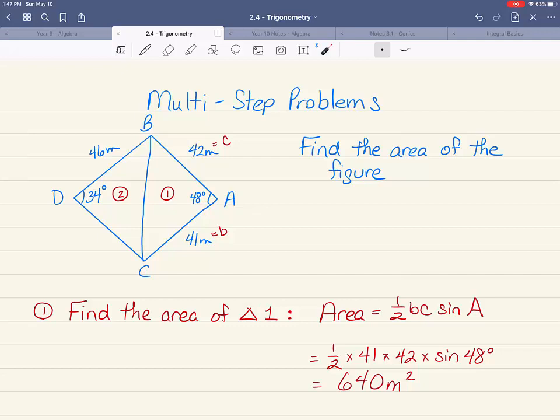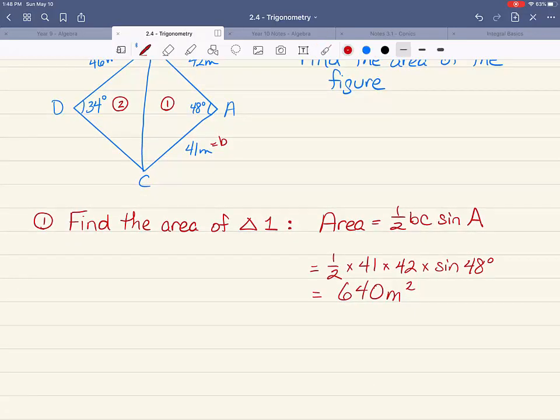So I need to find a third piece of information, either a side or an angle. The thing that will be the easiest to find is this side right here because it is shared by both the triangles. So I'm going to find how long BC is. So my next step is going to be find BC.